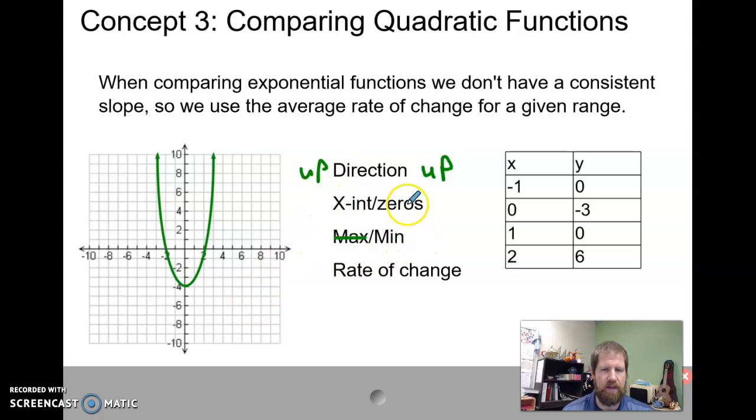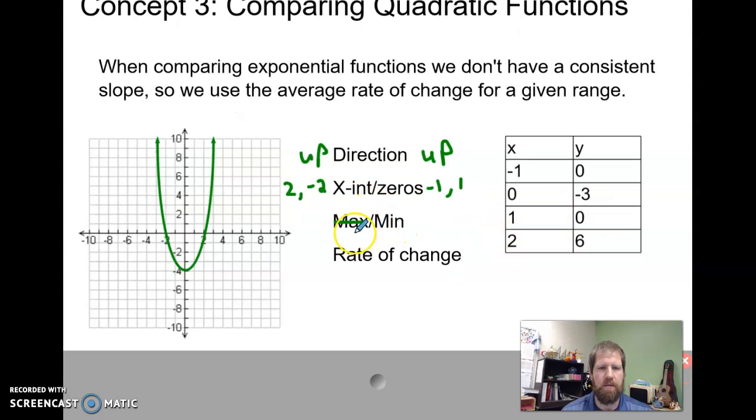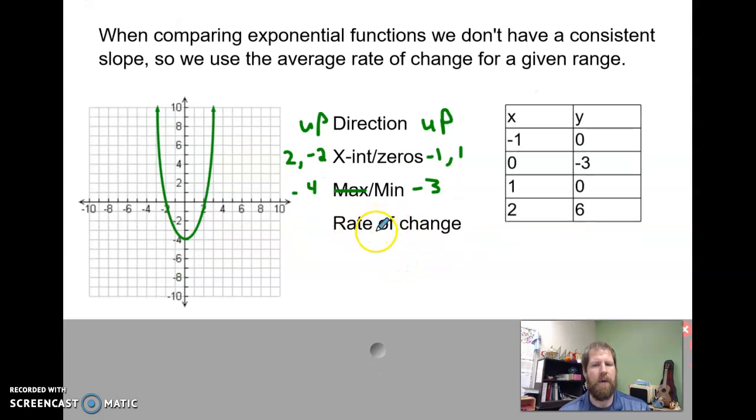If I'm going down the zeros here, I've got at 2 and -2. And the zeros here, I've got at -1 and 1. Okay, my minimum here is -4. My minimum here is -3. And my rate of change often will be given a range for which to evaluate this. In this case, I'm going to say that the range that makes the most sense to me is going to be starting at 0 and going over to 2. Okay, starting at 0 and going to 2.